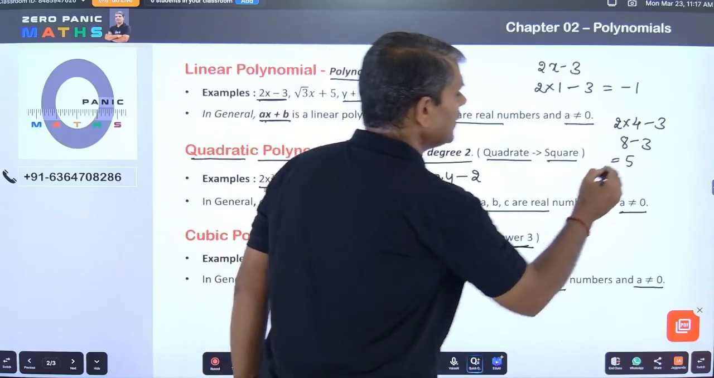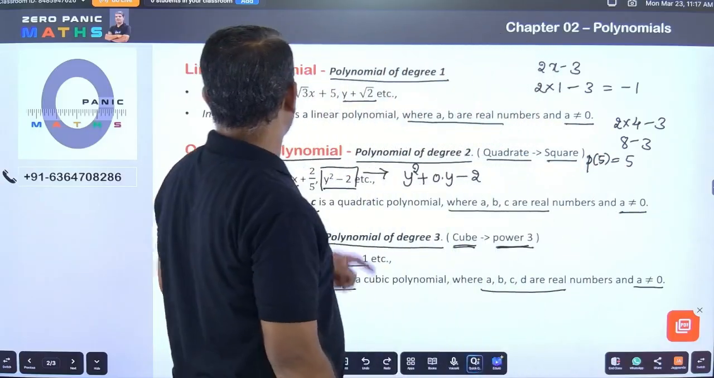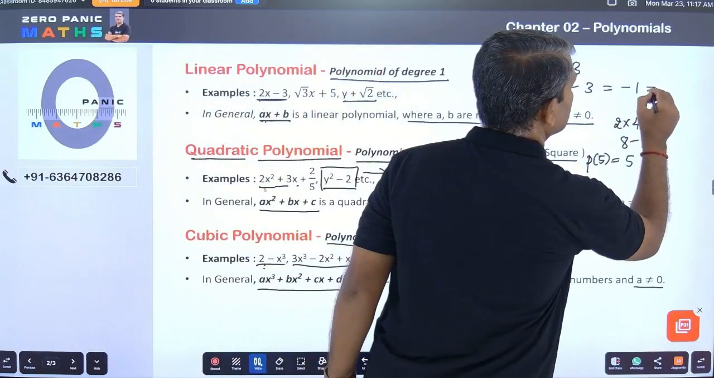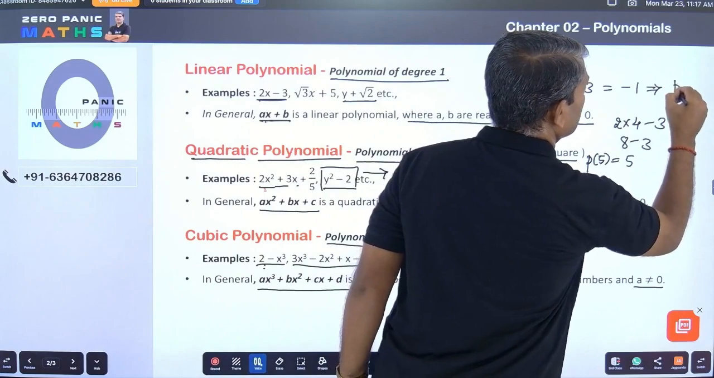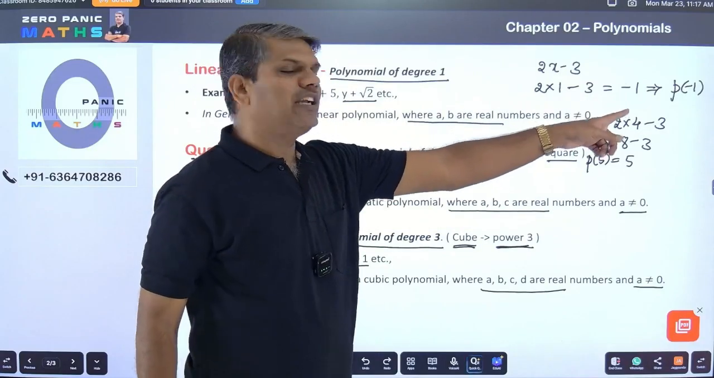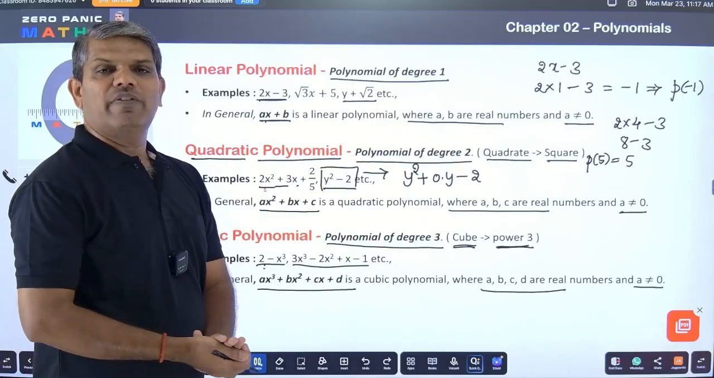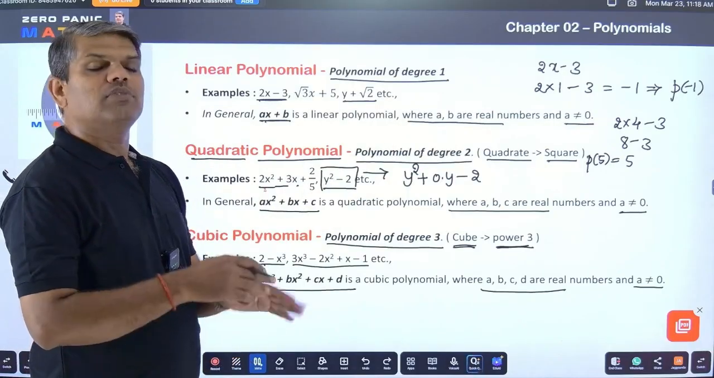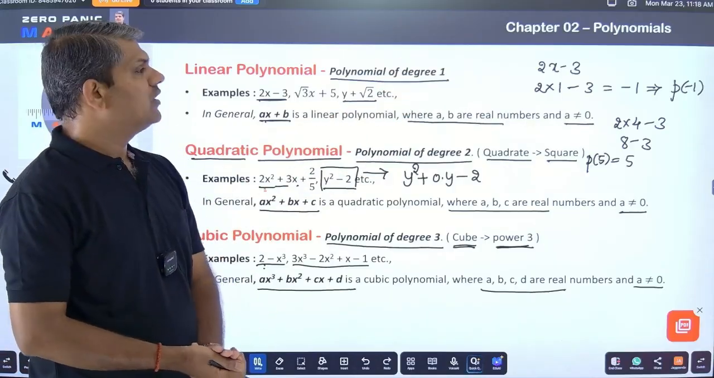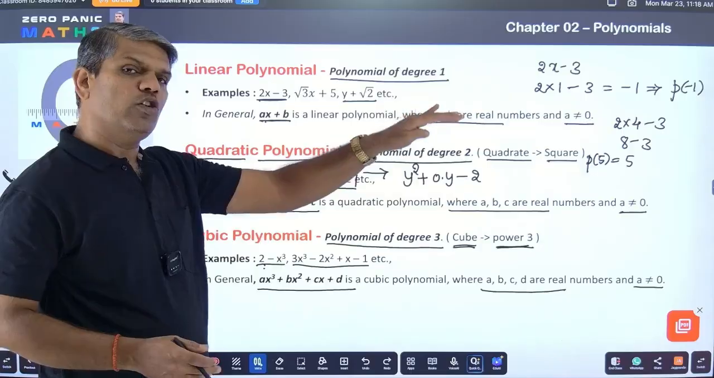Okay, now suppose this is called p of 5. If p of x is the polynomial, how can I represent this? It is p of minus 1. I'm actually replacing x by that given value, so this is called the value of that polynomial. When some real number value is put into the variable, the value that you get is called the value of the polynomial.